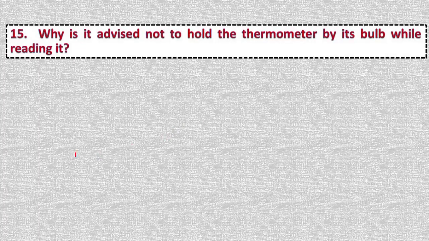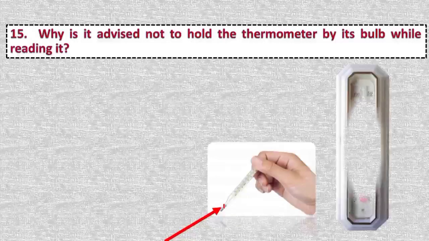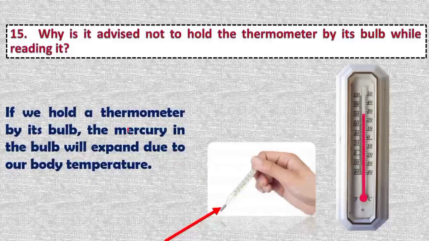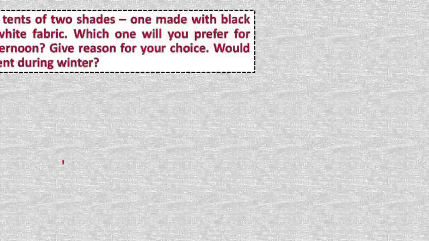Let us move to the next question. Why is it advised not to hold the thermometer by its bulb while reading it? Because here it is the bulb. If we touch it while reading, what happens? The mercury expands immediately. If you hold the thermometer by its bulb, the mercury in the bulb will expand immediately.